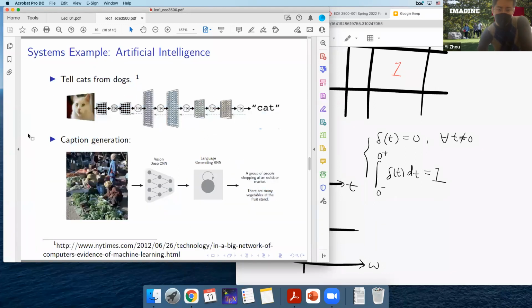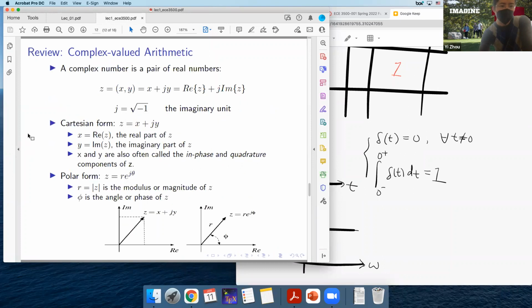Yeah, so I think this is all the introduction part of lecture 1. Next, on Thursday, we're going to start to review some concepts about complex numbers. Okay, this is very important for this course.